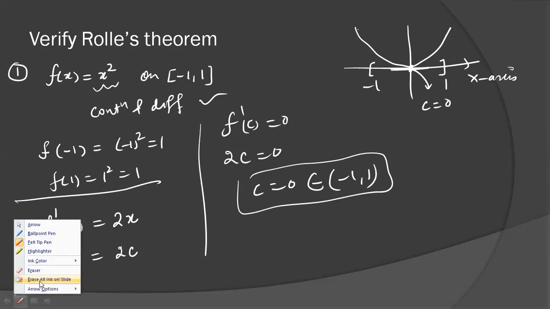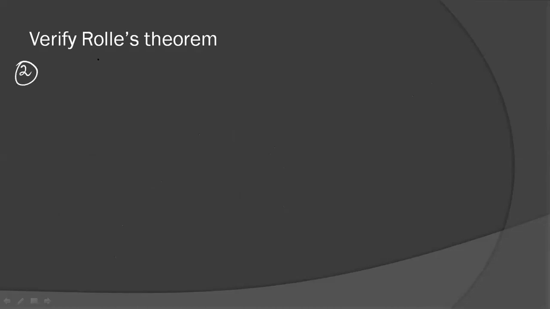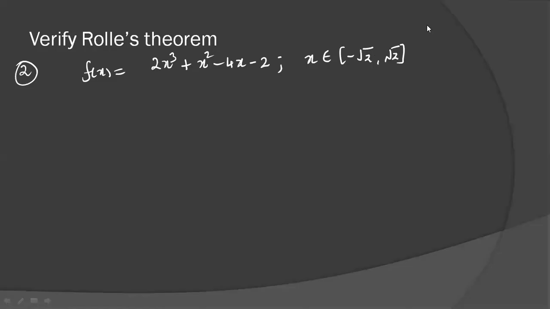Second example, verify Rolle's theorem for f(x) equal to 2x cube plus x square minus 4x minus 2, when x belongs to [-√2, +√2]. It is a very basic problem, and you can solve it like the previous example, putting f'(c) equal to 0, and you will get c equal to -1 and 2/3.